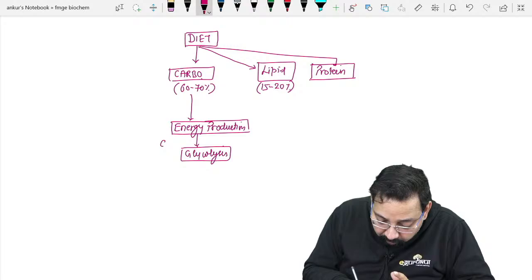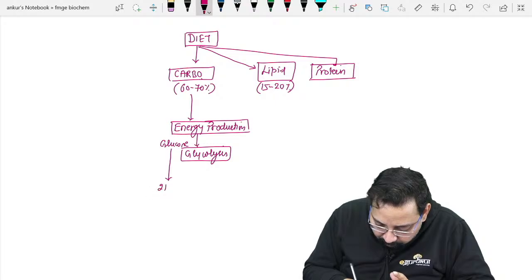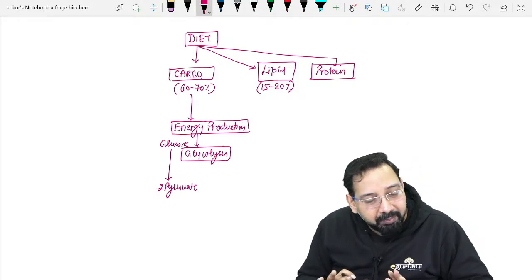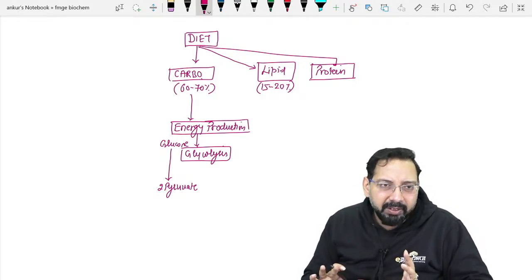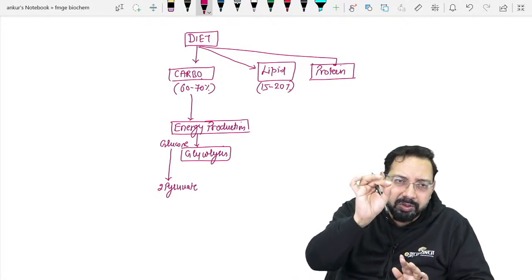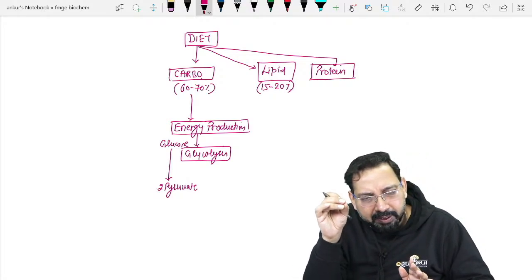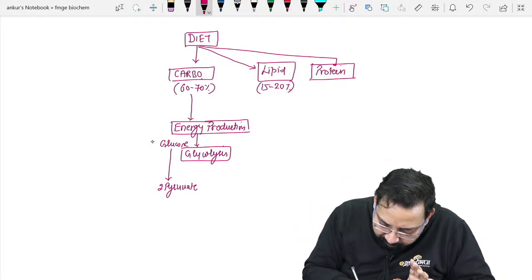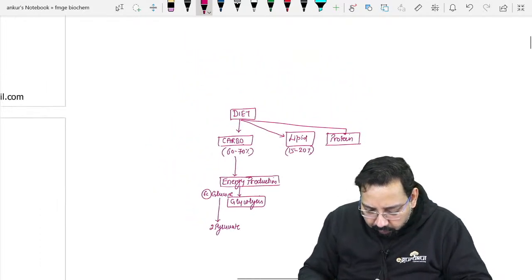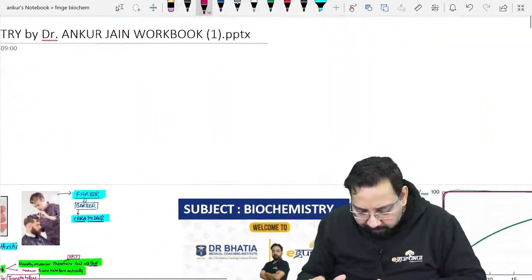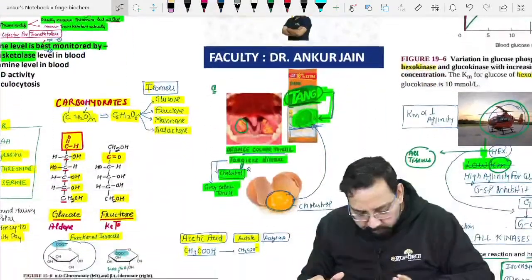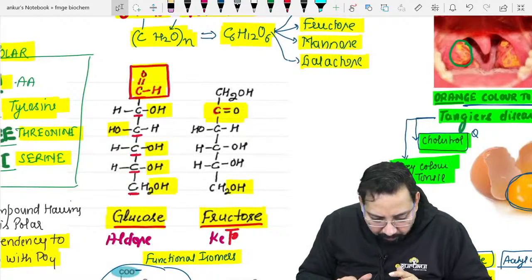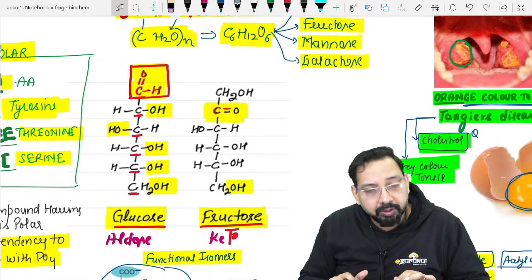What is glycolysis? I write here: glucose to 2 molecules of pyruvate. For the time being, you must have a little idea what glycolysis is. Glucose enters the cell, is metabolized by multiple steps, and two molecules of pyruvate are formed. Glucose has 6 carbon. We have already discussed this. I will move here and there just to make you recall, and trust me, this is the best way to study.